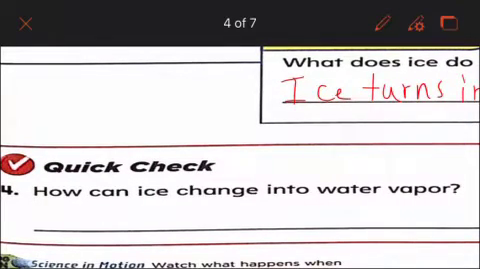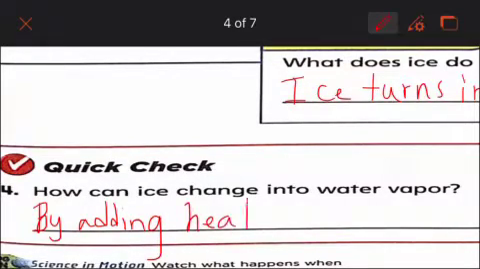Okay, here, let's solve this quick check together. How can ice change into water vapor? So, by adding heat to ice. All right?